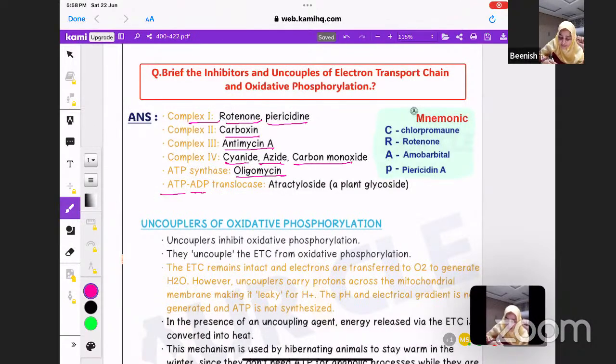And the inhibitor for ATP-ADP translocase, the transporter for ATP and ADP, is atractyloside. The inner mitochondrial membrane is impermeable to ATP and ADP, so in order to cross it they need a transporter, and this transporter is ATP-ADP translocase. Atractyloside inhibits this transporter, and when it is inhibited, ADP will not be able to enter the matrix. So ATP synthesis will eventually not happen.